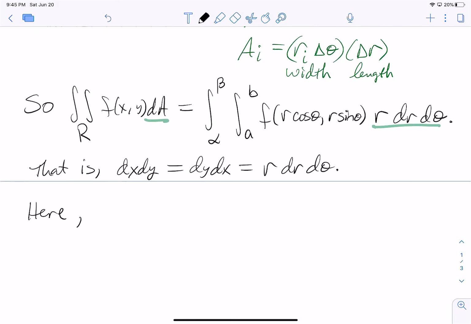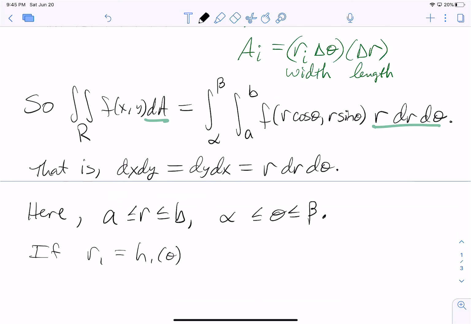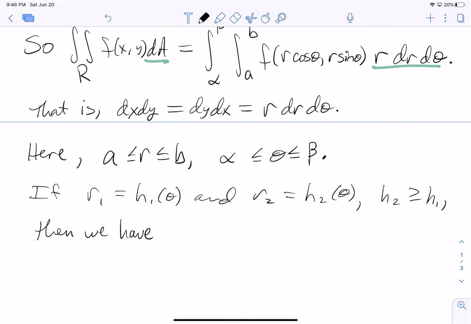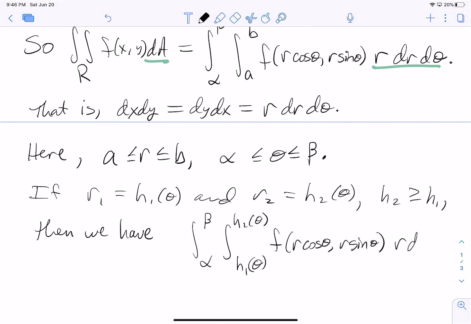Here we're going to say that, as I said, r is between the constants a and b, and theta is between the constant angles alpha and beta. However, if r1 is given by h1, a function of theta, and r2 is given by h2 of theta, assuming that h2 is greater than or equal to h1, then we have the integral from alpha to beta of the integral from h1 of theta to h2 of theta of f of r cosine theta, r sine theta, and then what comes next, folks? That's right, r d theta.